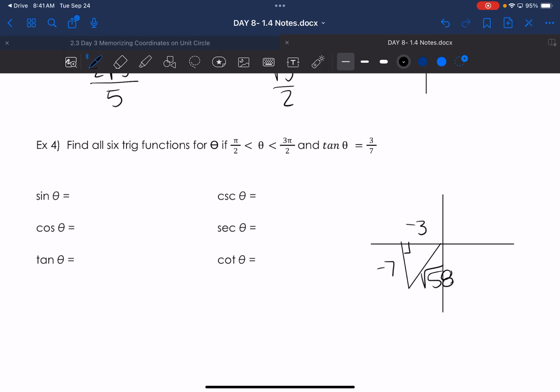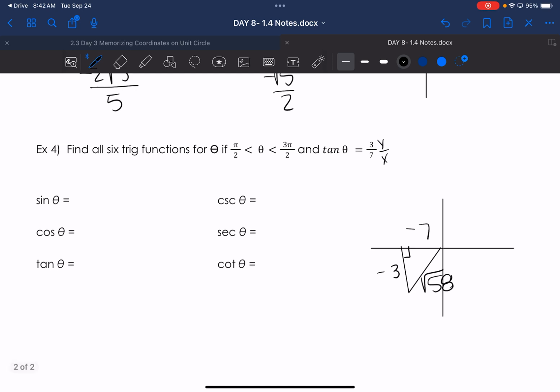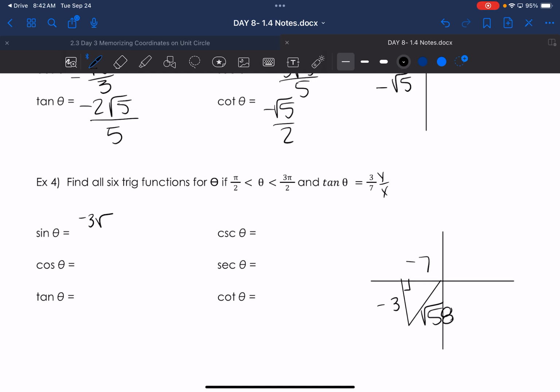Were you raising your hand? Y. Oh yes, they are, thank you. This is our y value over our x value. So this should be the 3, this should be the 7. Thank you. All right, so for my sine, what should my sine be? Good job.